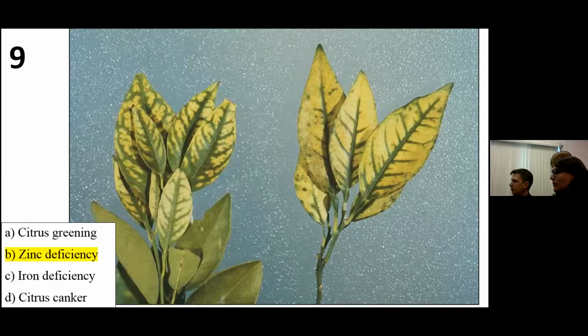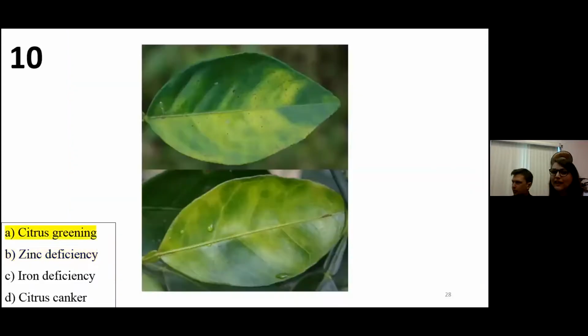And we noticed some of you also put citrus greening, and that's why we wanted to bring picture number 10. This is actually what citrus greening looked like. But remember again the pattern. So number 9, we had a more symmetric pattern. And then here for citrus greening symptoms, this pattern is not that symmetric. It's more irregular. So this is a good indication that this is caused by a pathogen.